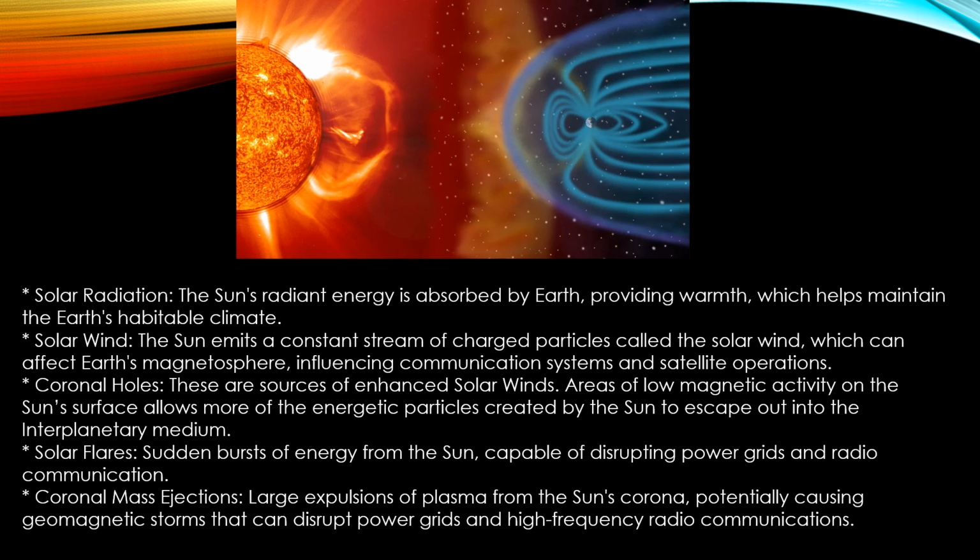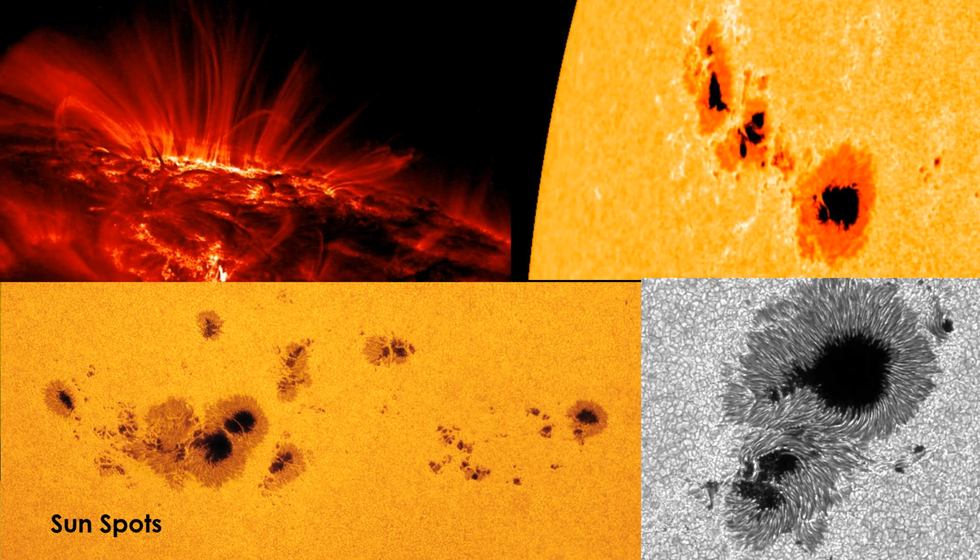Solar flares. Sudden bursts of energy from the Sun, capable of disrupting power grids and radio communication. Coronal mass ejections. Large expulsions of plasma from the Sun's corona, potentially causing geomagnetic storms that can disrupt power grids and high-frequency radio communications. So let's take a closer look at some of these events that happen on the Sun.